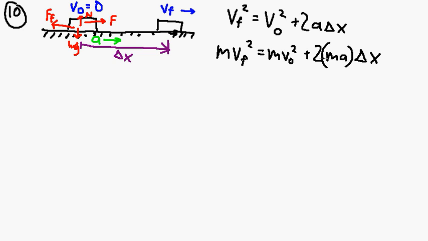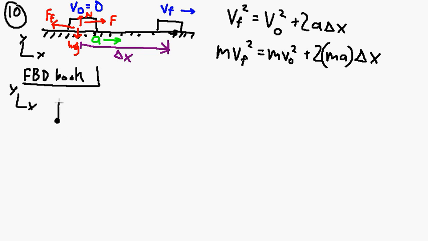This ma in here is actually the net force on the object. So, stopping right there for a second, just hold this thought. I'm going to draw a free body diagram of the book. Okay, so this is our x and y. Here are our forces on the book: normal force, mg, the applied force from the broom, F, and then the friction force.